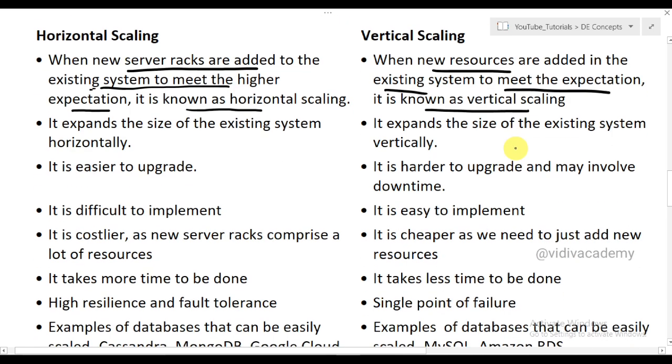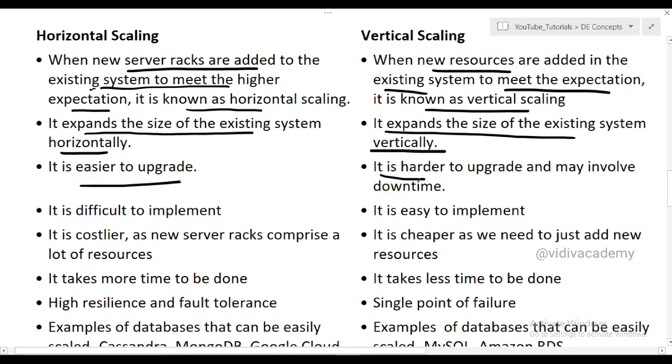We already discussed this. Second is it expands the size of the existing system in case of horizontal, because we are adding more machines into it horizontally, right? And in vertical, it expands the size of the existing system vertically, right? Because we are upgrading it. In horizontal scaling, it is easier to upgrade. In vertical scaling, it is harder to upgrade and may involve downtime as well. In case of horizontal scaling, it is difficult to implement, but in case of vertical scaling, it is very easy to implement.